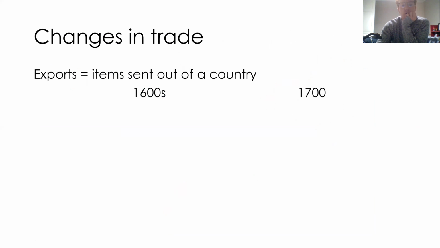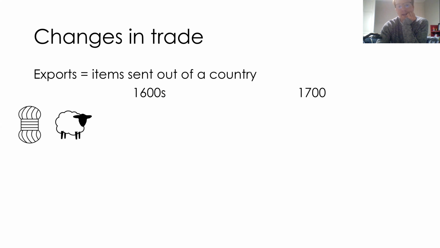All right, so first off, I think we need to look at what the trade was like in Britain before slavery. Okay, so in the 1600s, the main exports, an export is an item sent out of a country. So if I send shoes to someone in France to sell, I've exported those shoes.